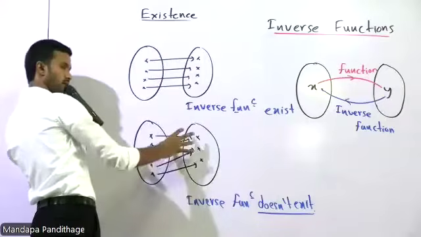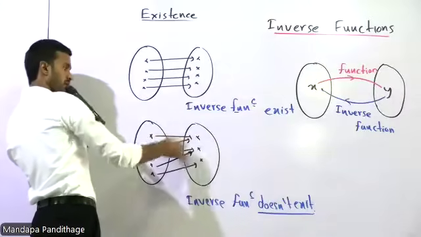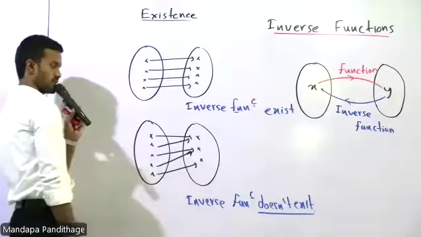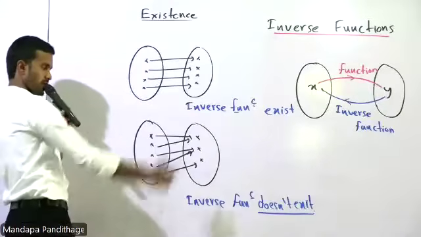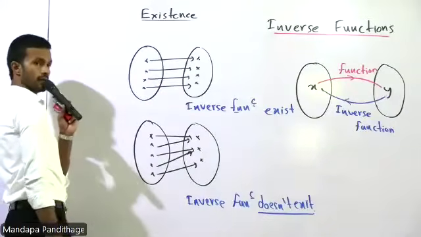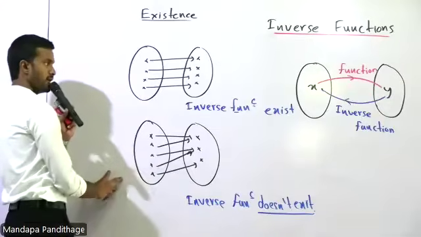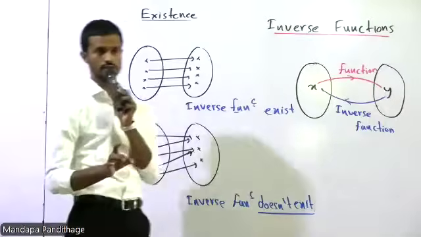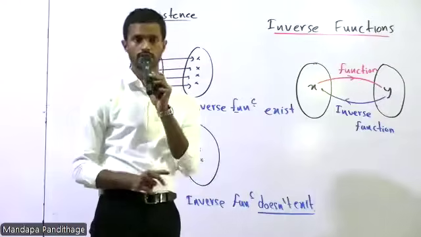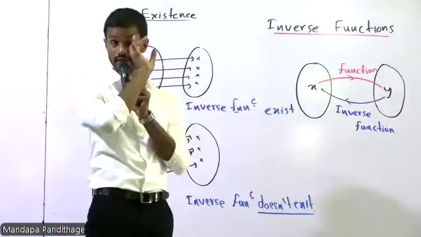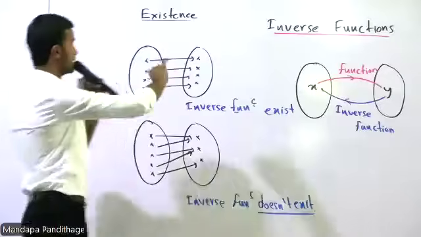Because if it is many to one, the inverse will become one to many, which is not considered to be a function. So there is no inverse function. Clear? Okay, so as a summary, I can say only a one to one function will have an inverse function. Okay, write it this way.